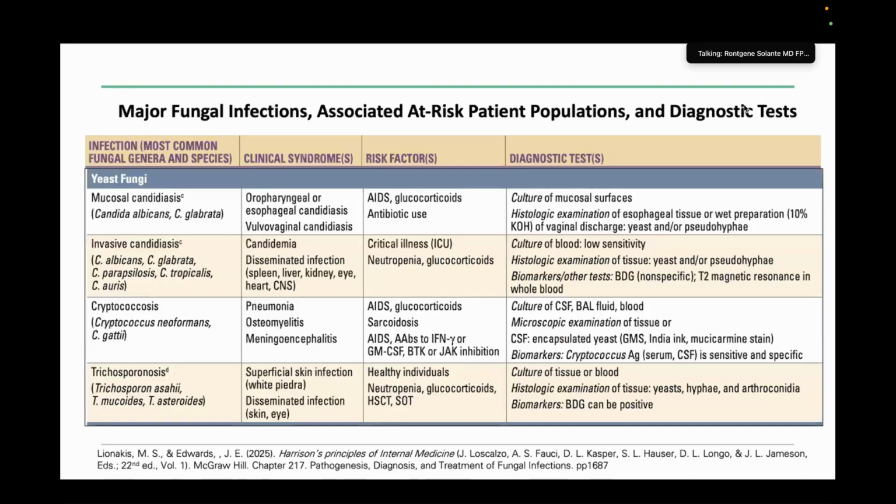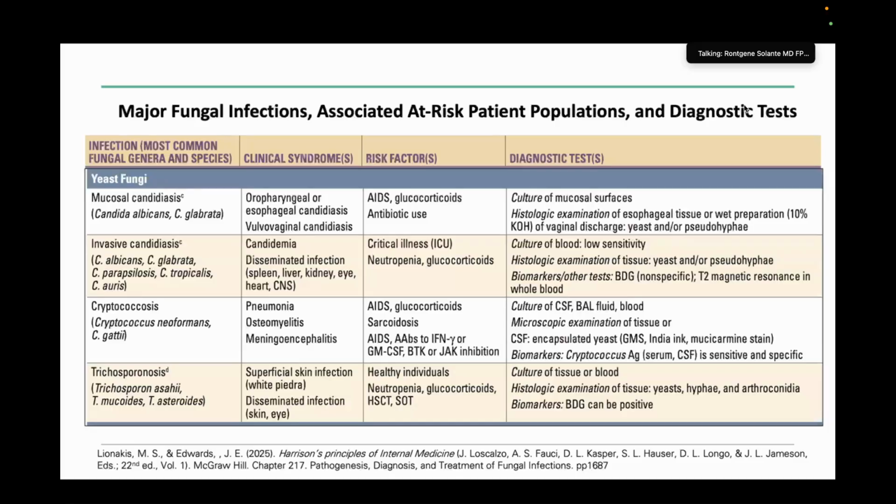How do you define, or how do you isolate the microorganism? We do blood culture, or we do culture of the tissue that is involved. Histologic examination, of course, you can see yeast, hyphae, and arthroconidia. Very characteristic there is your arthroconidia, and the biomarkers that can also give you additional diagnostic input there is your beta D glucan, or the BDG, that can also be positive.